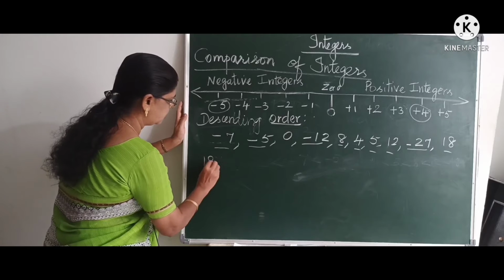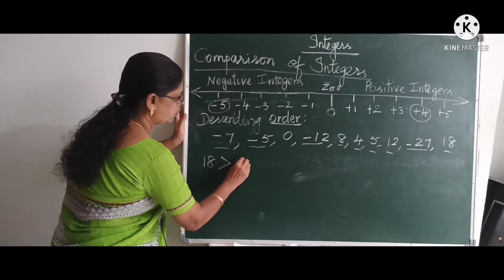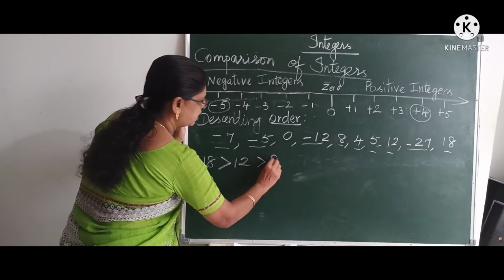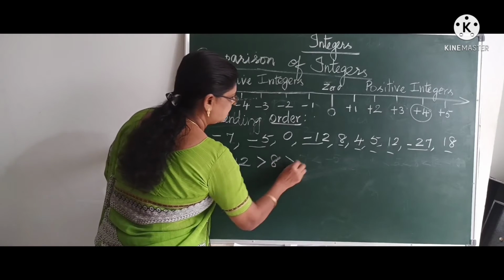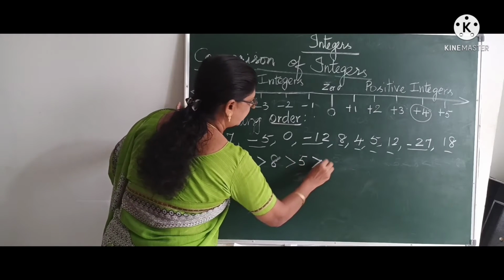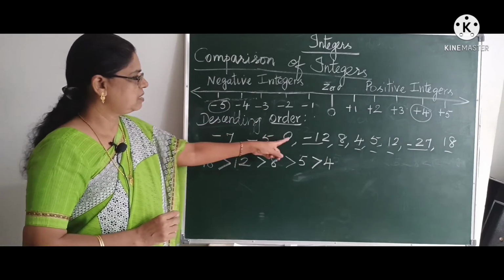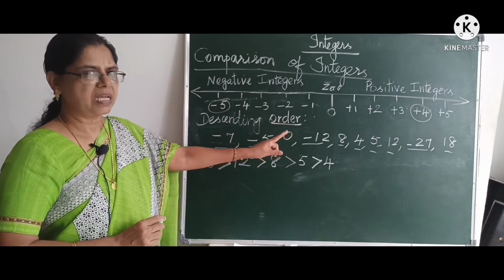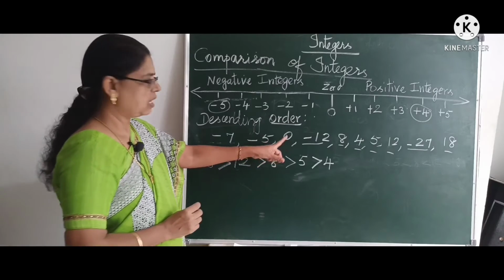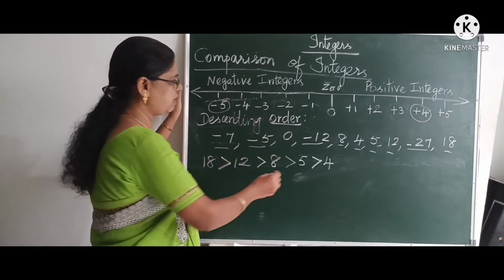18 is bigger. So 18 is bigger than 12, and 12 is bigger than 8, and 8 is bigger than 5. 5 is bigger than 4. Now which integers are remaining? 0 and negative integers are remaining. Which comes first now? 0 is greater than the negative integers.